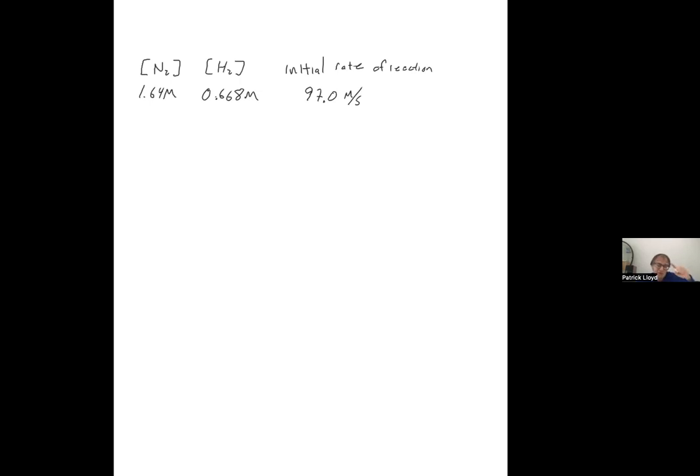Now, here's what I'm going to do. The rate law can be written as rate equals the rate constant times the concentration of N2 times the concentration of H2. Now, in the problem, they tell you that N2 is first order, so that's a 1. And they tell you that H2 is second order, so that's a 2. So we know those exponents.